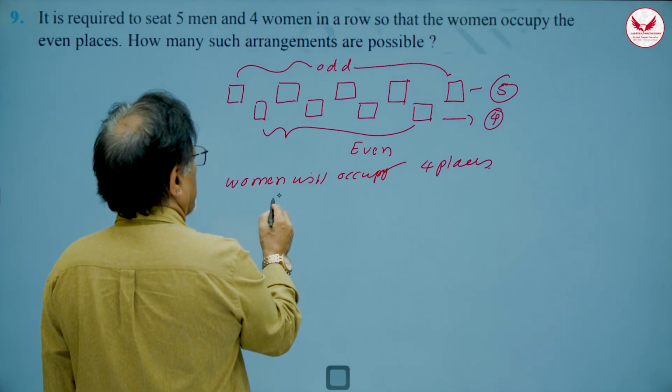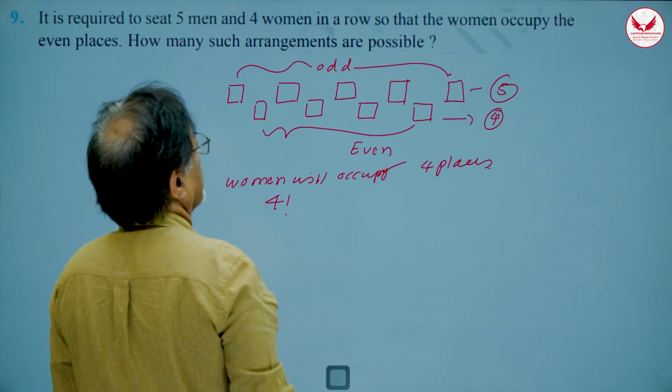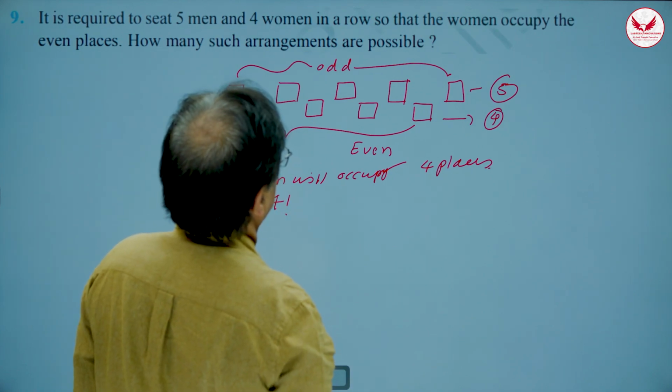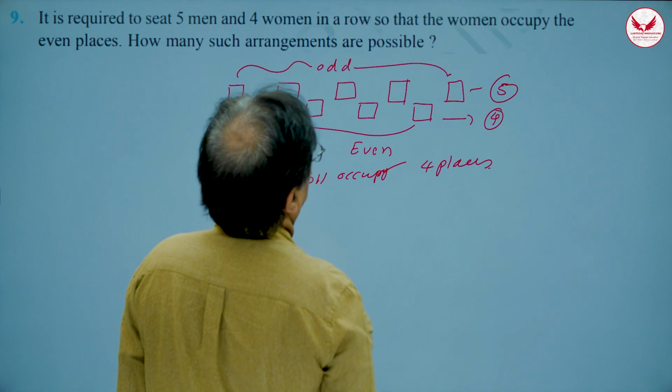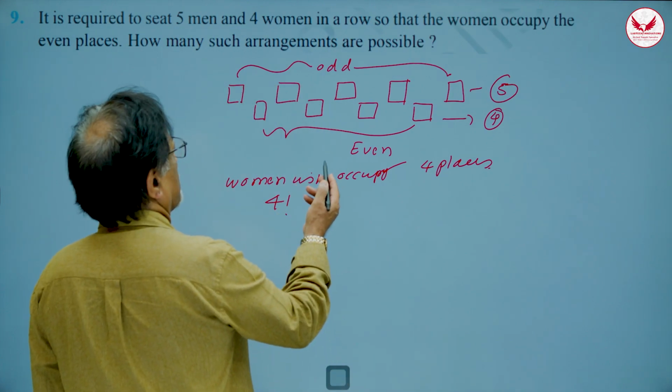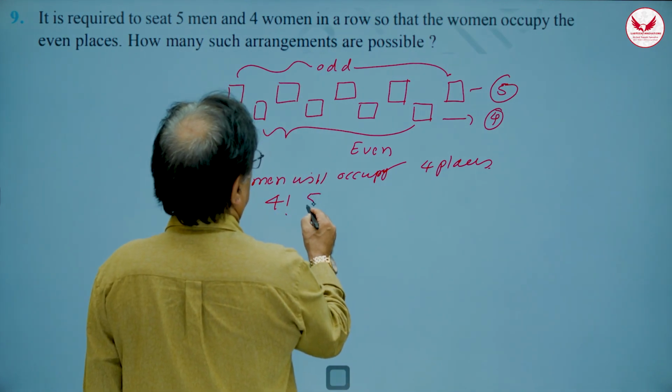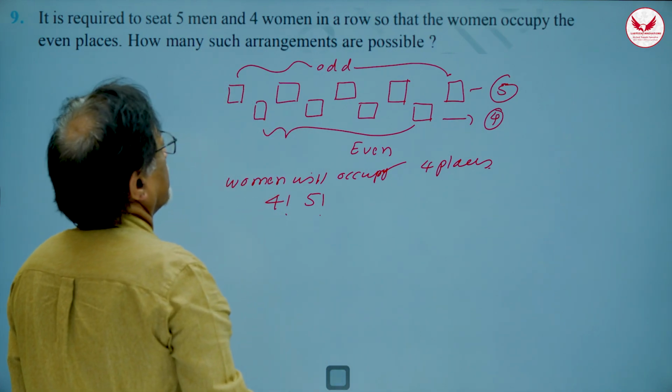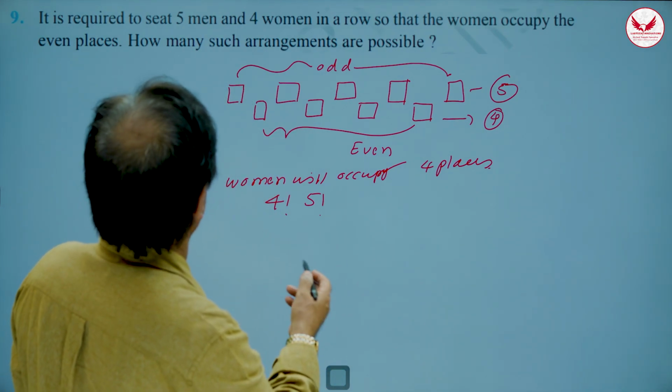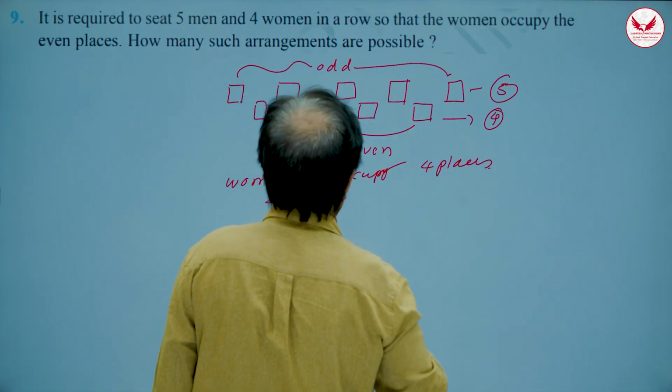So they can be arranged in how many ways? 4 factorial ways. And odd places are available for the men, so those 5 places can be arranged in 5 factorial ways, because there are 5 people and among themselves they can be arranged in any way.